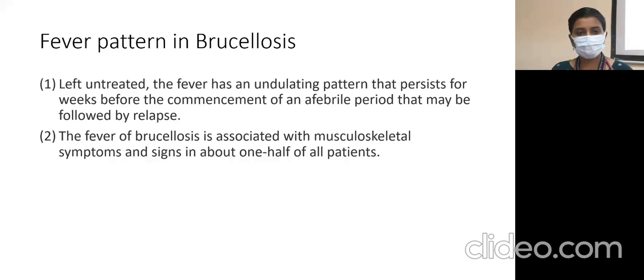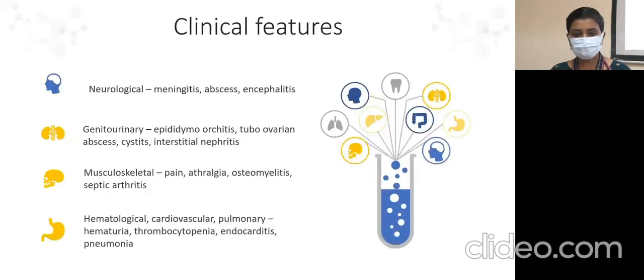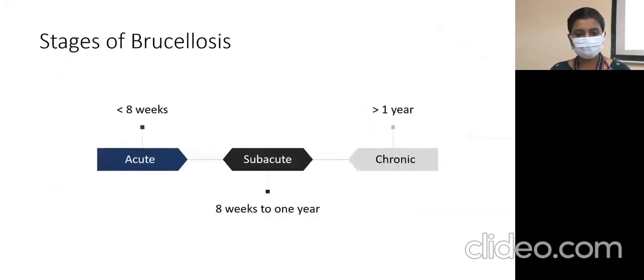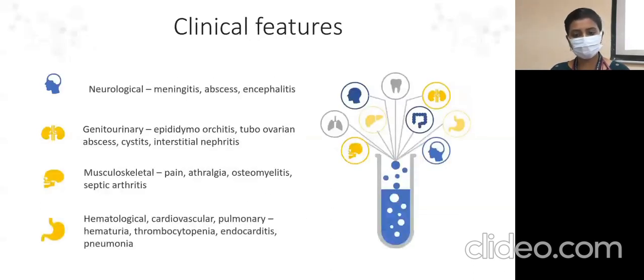The common presentation of brucella is fever with musculoskeletal pain. There is a characteristic fever pattern in brucellosis: it has an undulating pattern, which is why it's called undulant fever. The patient will have persistent fever for weeks, followed by an afebrile period that may be followed by a relapse. Again the patient will have fever followed by an afebrile period, and it is usually associated with musculoskeletal symptoms in about half of the patients. Other clinical features of brucellosis are neurological: the patient can have meningitis, abscess, and encephalitis.